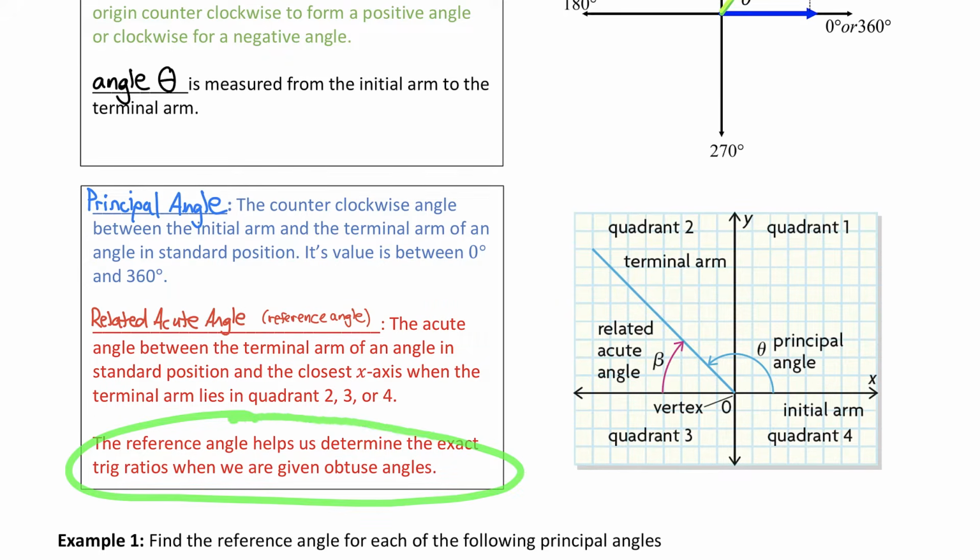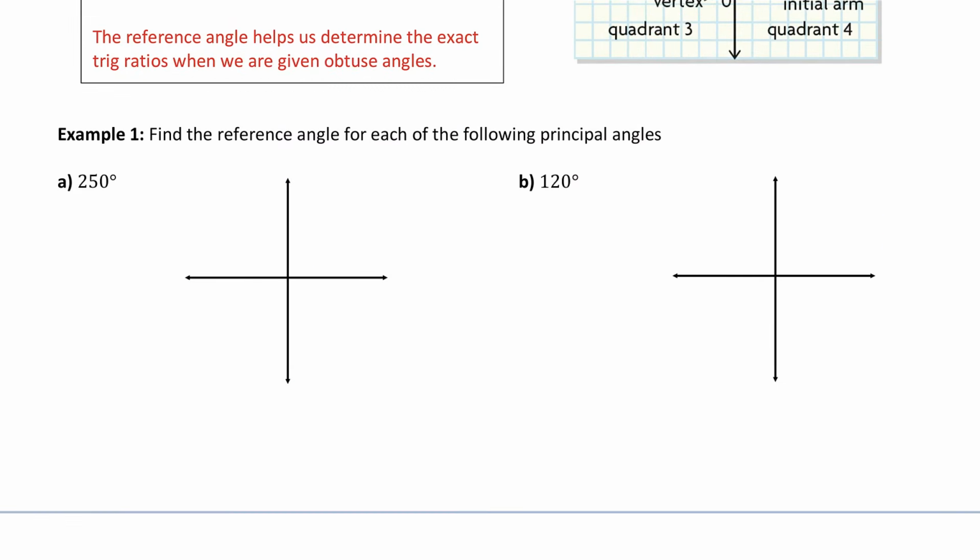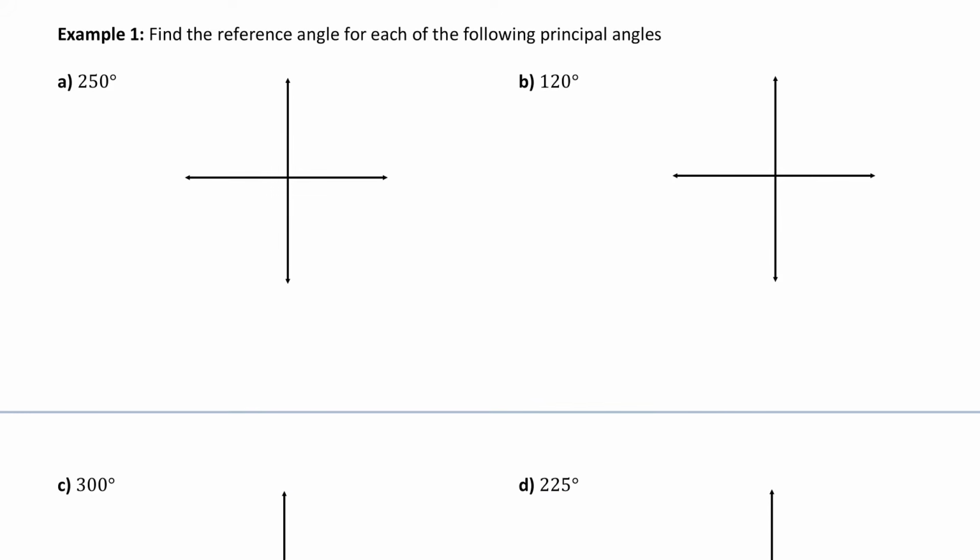Those reference angles are going to help you to determine the exact trig ratios when the angles given are obtuse angles. So let's practice finding reference angles before we actually see how they're going to be used. For each of these principal angles that are given, let's find the related acute angle, the reference angle. On each of these grids, I'm going to start by labeling the positive x-axis with 0 degrees, and then in a counterclockwise direction, I'm going to label every 90-degree interval. Notice that 0 degrees and 360 degrees are in the exact same spot. We call those angles coterminal angles.